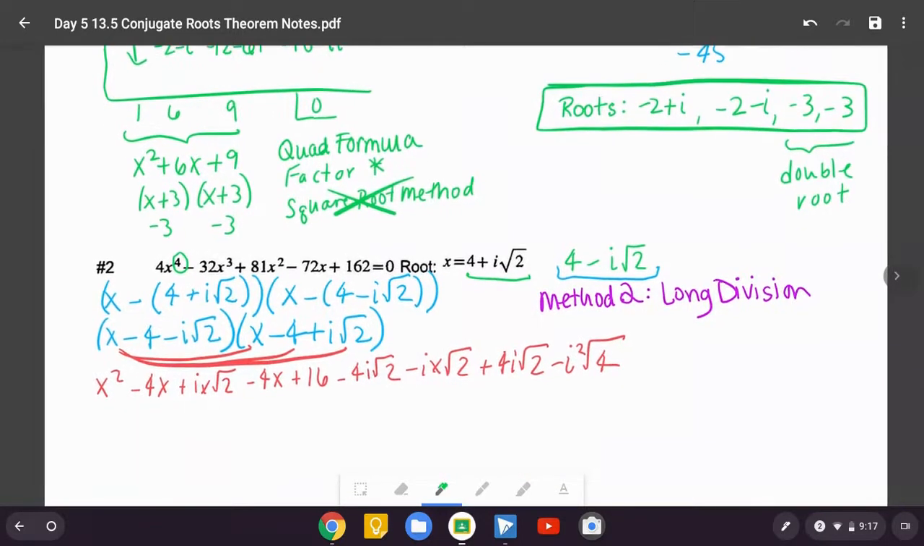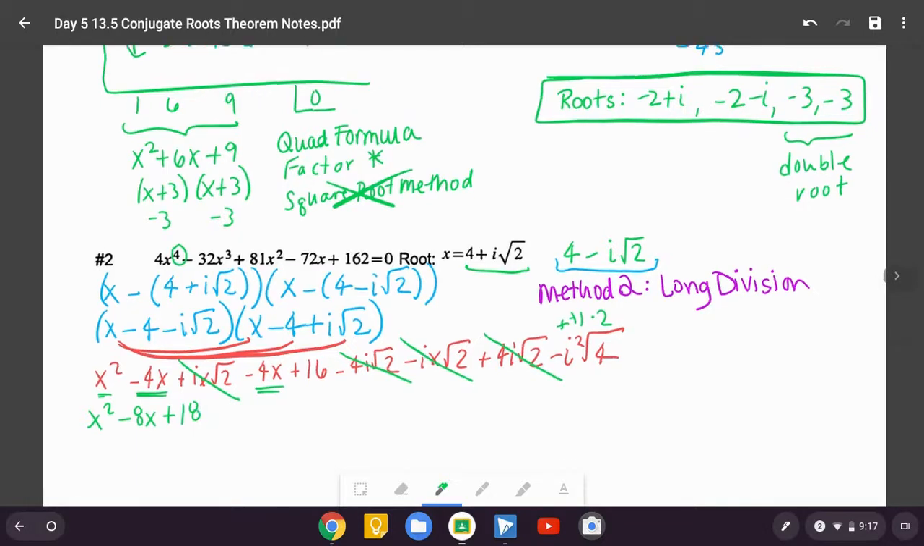All right, so we've got some terms that cancel out. I do see things that can combine. So x squared minus 8x, so that takes care of these terms. I have a positive ix root 2 and a negative ix root 2. Those cancel out. We have a negative 4i root 2 and a positive 4i root 2. Those two cancel out. We have an i squared, so that's minus negative 1 times 2. So that really becomes plus 2. And we have a plus 16, so that gives me plus 18. So after all of that, when I multiply, we've got a quadratic.